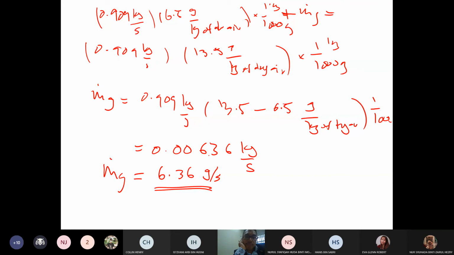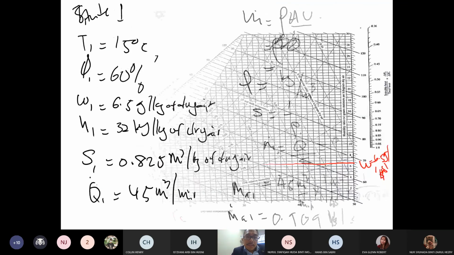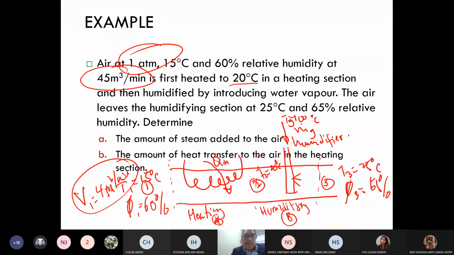Okay. So if you look into this equation again, into this problem, the question, the steam added, the amount, the heat transfer. Yeah, so everything is there. Okay.